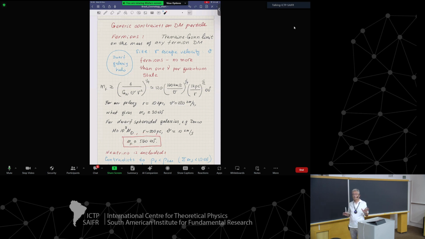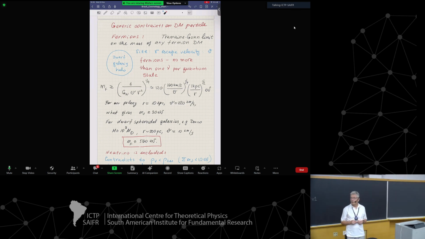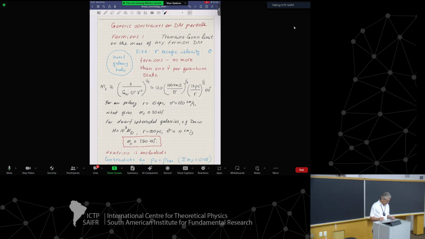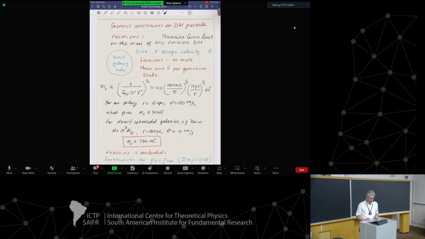So neutrino is excluded. Neutrino cannot be a dark matter particle because we know how many neutrinos are in the universe. We know that there is an upper bound of neutrino mass which we found, which is, say, 10 electron volt. And here, what is needed is that the mass must be big enough. So neutrinos are excluded.